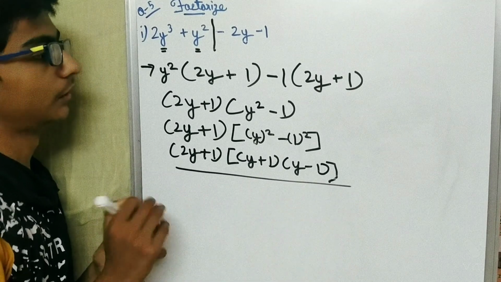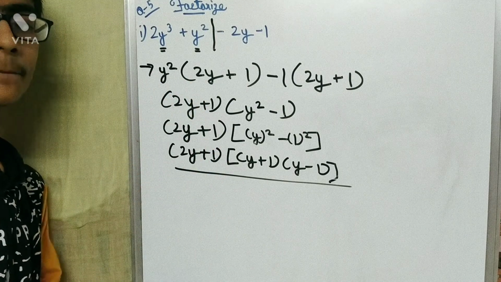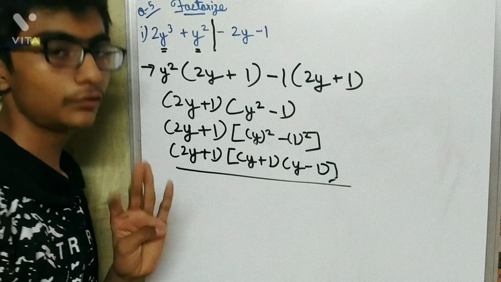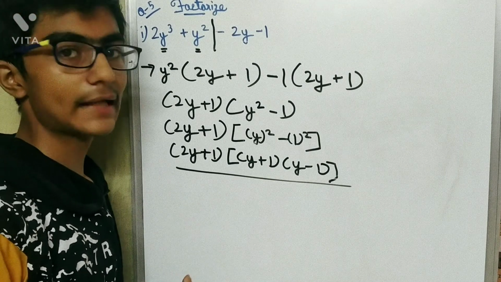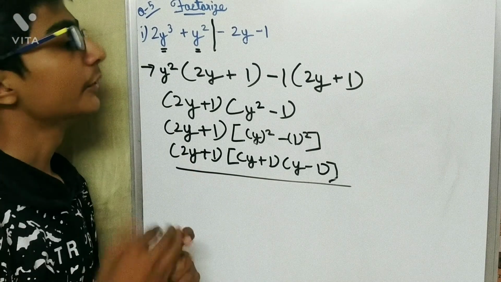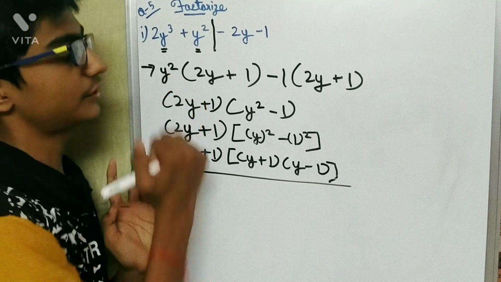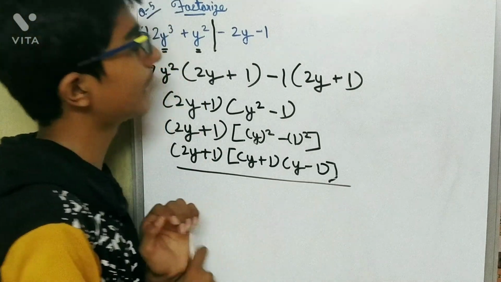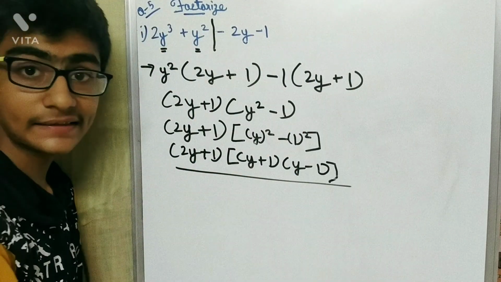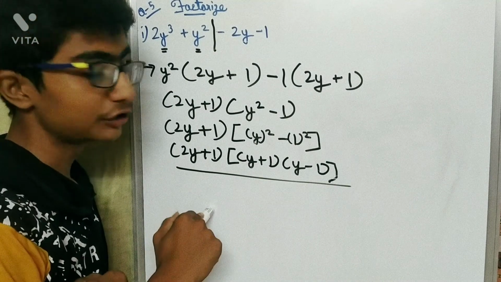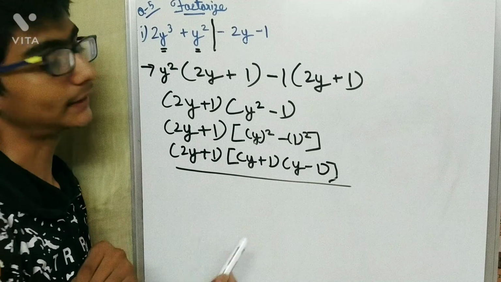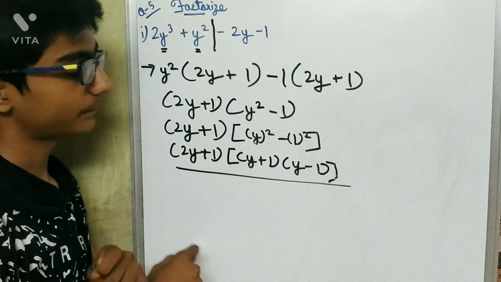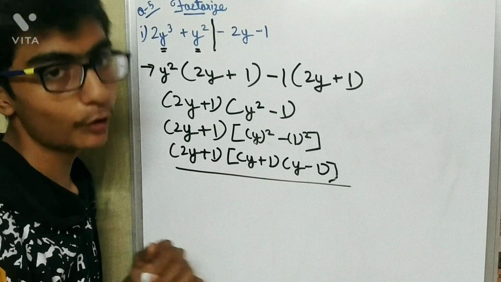So I hope you understood this method. There are not so many, 6 to 8 identities are given, and you have to study them because these identities are so important in factorization, and factorization is so important in polynomials, and polynomials are so important in maths. So basically those identities are very important in maths.